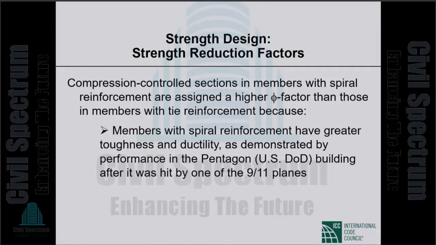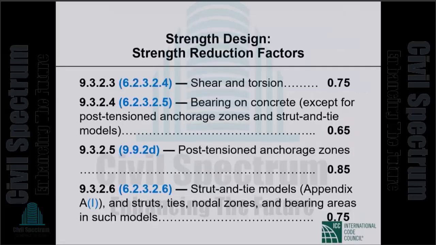And this was amply demonstrated when one of the 9/11 planes hit the Pentagon in 2001. Anyhow, you know this. The spirally reinforced column is more ductile, more deformable than a tied column, and this is why it deserves a higher phi factor.